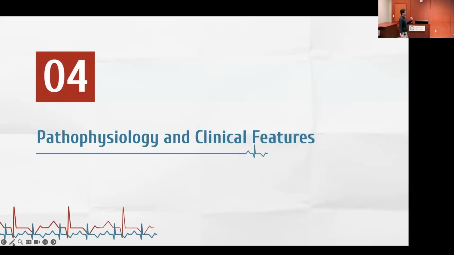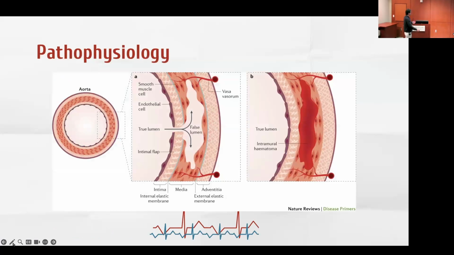So a little bit of pathophysiology and clinical features. As I mentioned at the beginning of this lecture, in the vessel wall there's a tear in the intimal layer. Blood will enter and create a false lumen in the intima-media space. And that can lead to hematoma formation, and that will propagate longitudinally downwards. This can lead to pressure rising in the aorta and resulting in rupture.